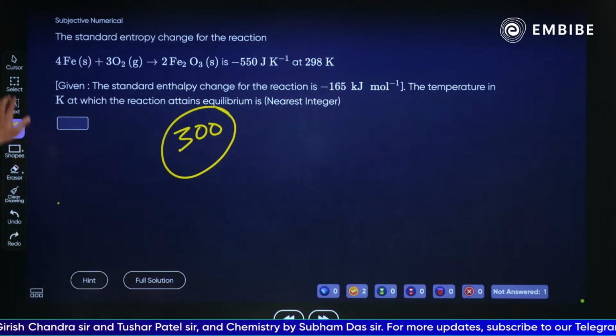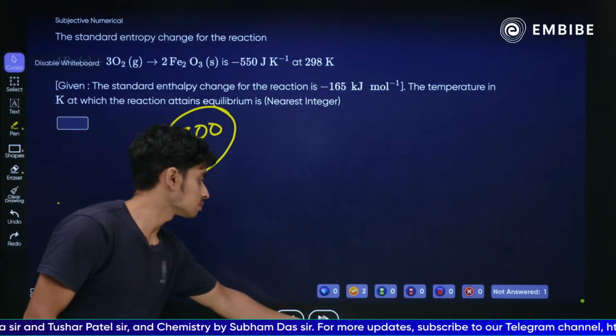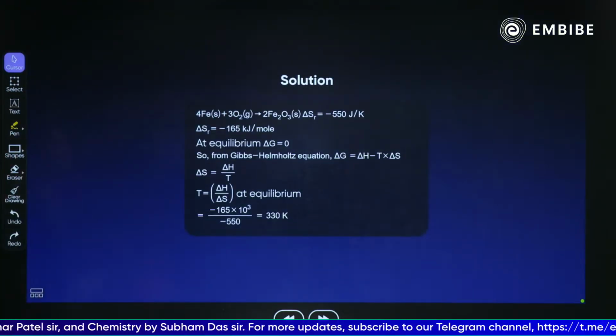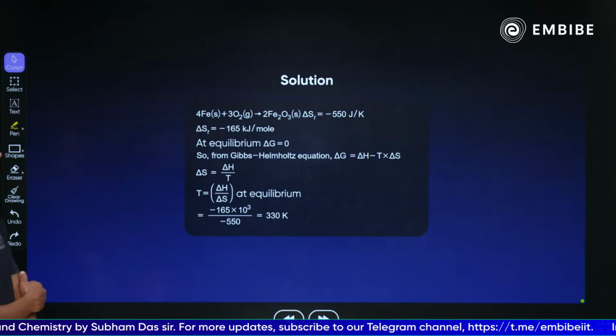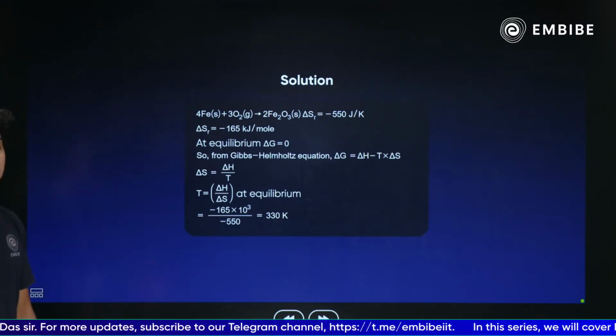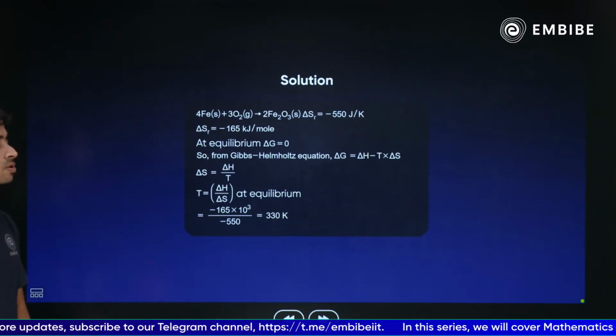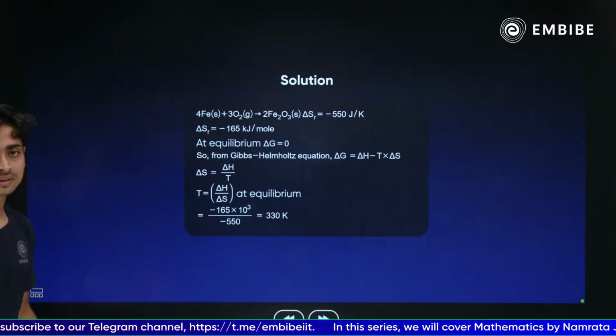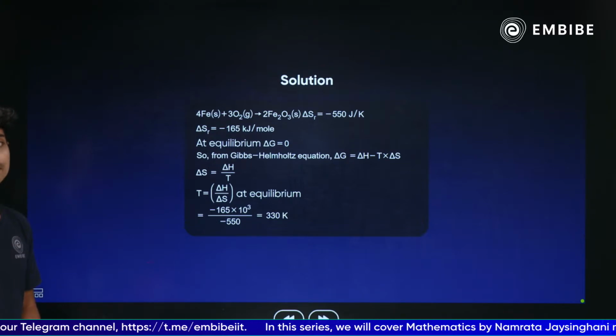So you can take a screenshot. The next slide will be the solution slide. So all questions are relatively easy, I guess. In the subjective numerical there are not many calculations. You guys should be able to solve them, but if you can't, you can ask in the next class regarding these questions. Okay.